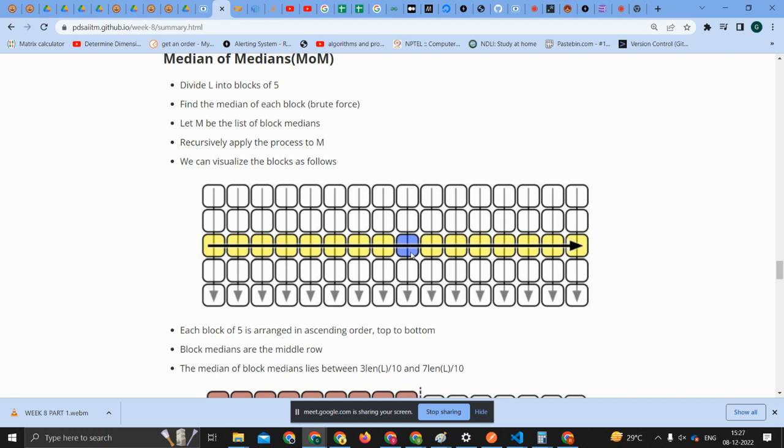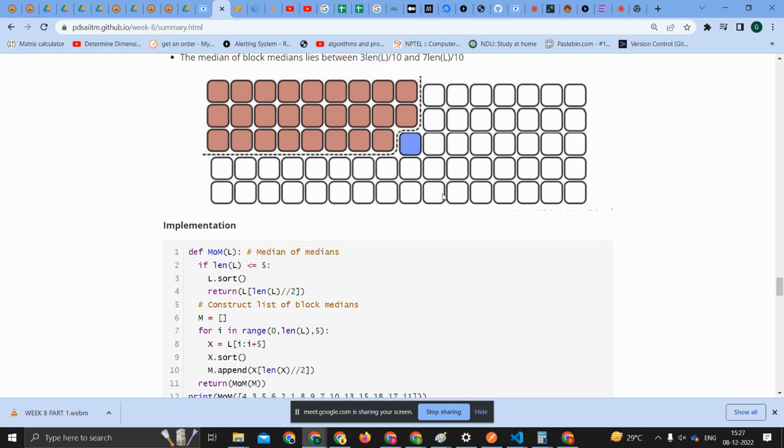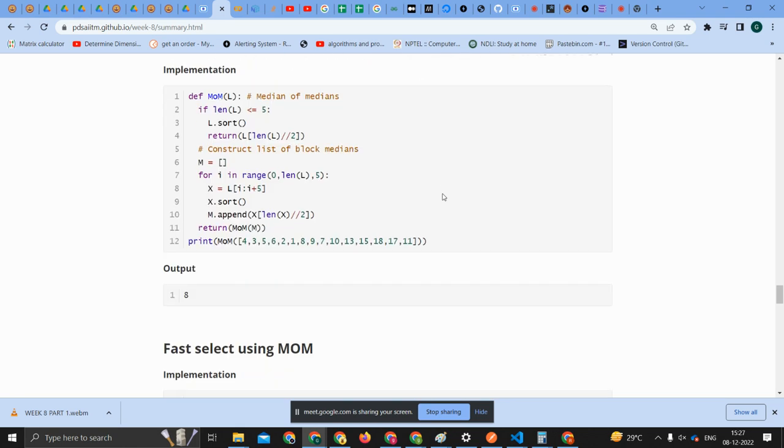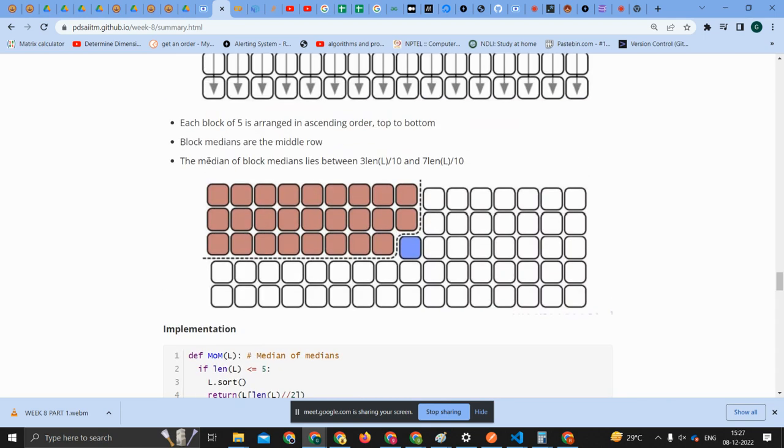All right, Subramanyam, okay with that? The median of medians lies between. That's okay. So I think we just need to look at the complexity. Why do we divide that by 10 when the row already has 16 elements in it?